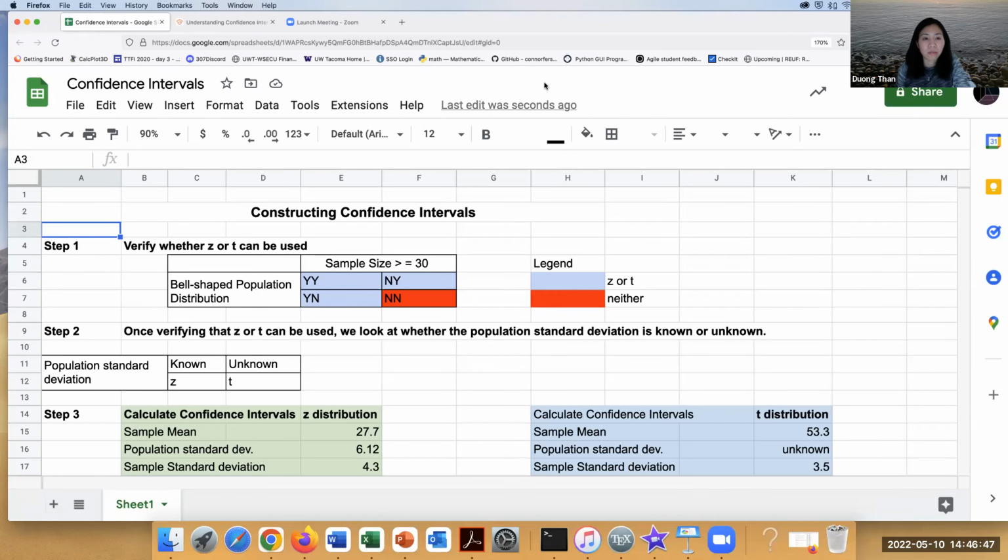Hey everyone, in this short video, I'll show you how to construct confidence intervals for a sample mean using Google Spreadsheets.